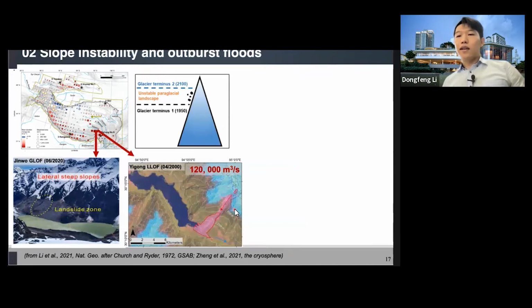And another example is the Yigong landslide lake outburst flood. In this case, it occurred in 2000, and a landslide from the proglacial area dammed the Yigong River and formed this landslide-dammed lake. And the landslide dammed the river for over 2 months before the breaching. When the lake was breached, it caused a super high magnitude flood, and the peak discharge of this flood was estimated to be 120,000 cubic meters per second. This is the so-called largest or highest magnitude flood event in the region over the past 100 years.